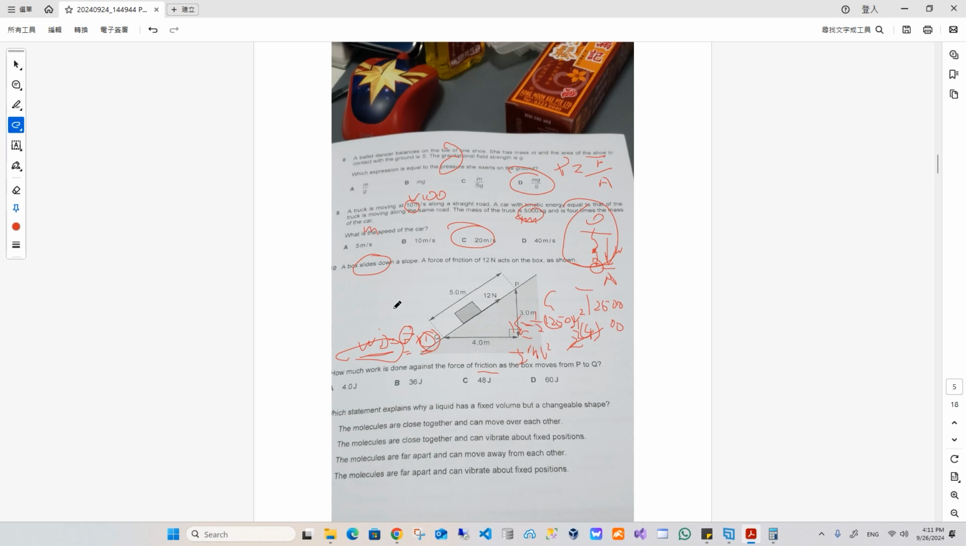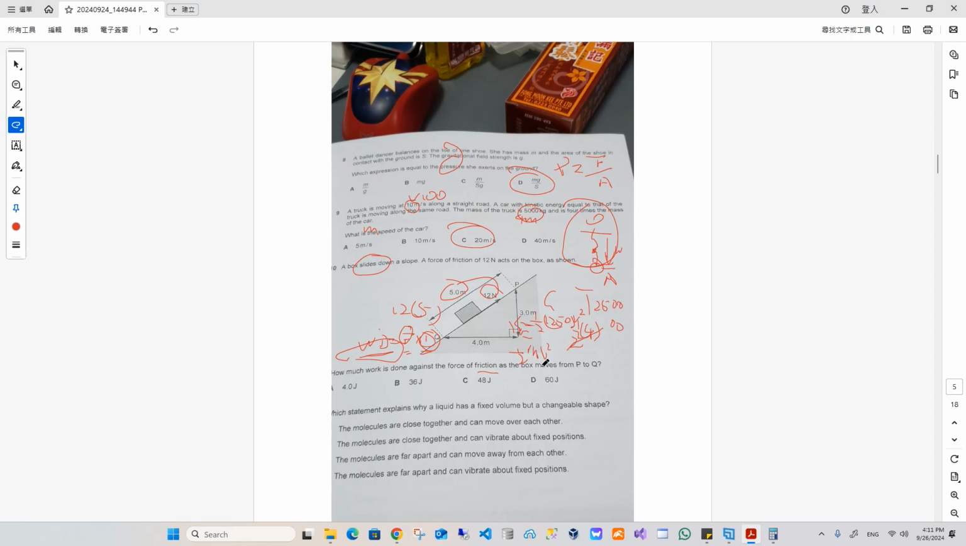So if the friction is 12 and the distance it moves is 5 meters, this distance is exactly the distance it moves along with the friction, and that is the work done against friction. So don't overthink the question.